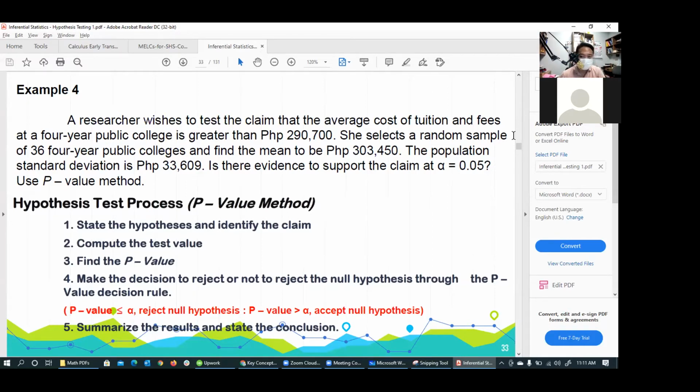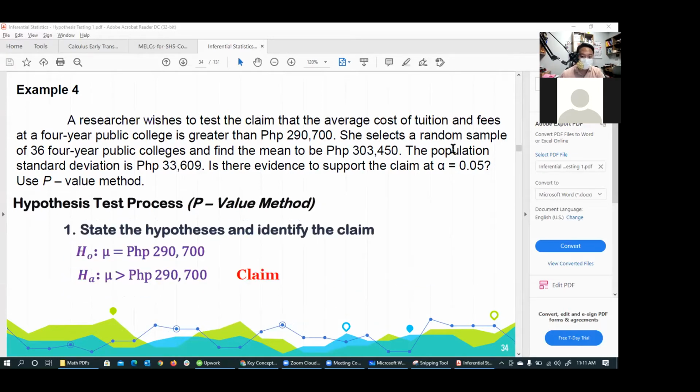Now, first, what's going to be our statement of hypothesis for this one, guys? What's our null hypothesis in this example? Okay, I'm just going to show it to you. It's equal to 290,700. Thank you so much, Sophia. So here is the statement of hypotheses. The null hypothesis is equal to 290,700 because that's the population mean. The alternative hypothesis uses greater than because of this statement here: at a four-year public college is greater than 290,700. And that's technically the claim.